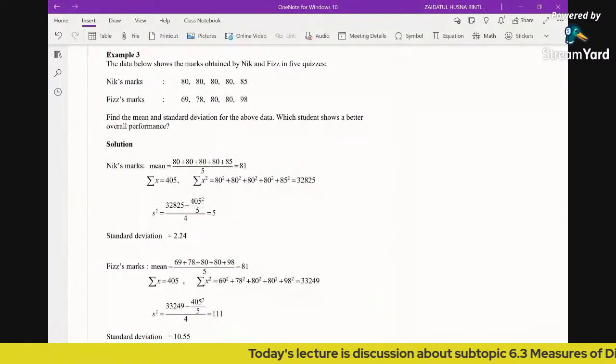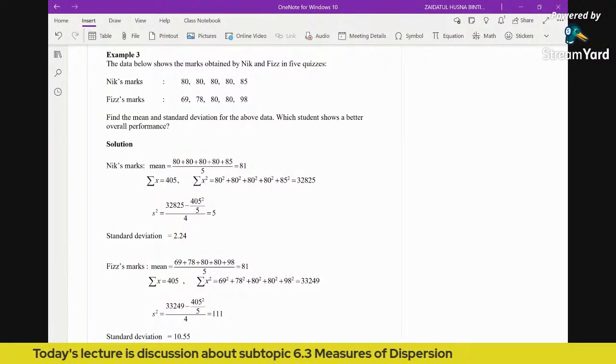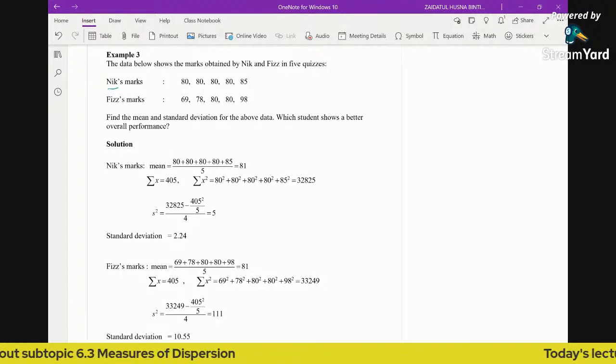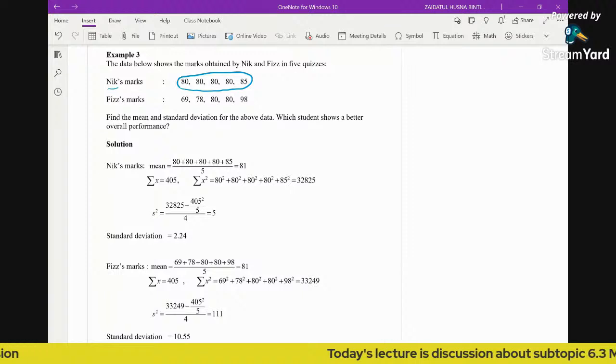Okay, so this is example 3. The data below shows the marks obtained by Nick and Fizz in 5 quizzes. So you can see here Nick is a very good student. He always gets A for every quiz.